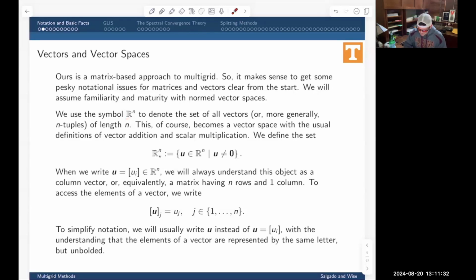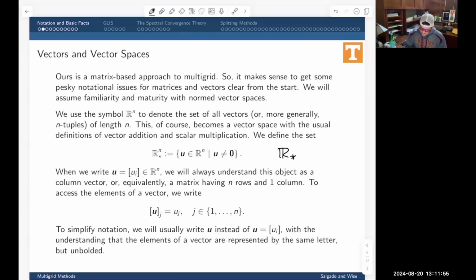I'm going to introduce this notation, R^n star. This is always going to mean R^n with the zero vector punched out. And this is the notation I use everywhere. So if I want the regular real numbers with zero punched out, I'm just going to write R star.